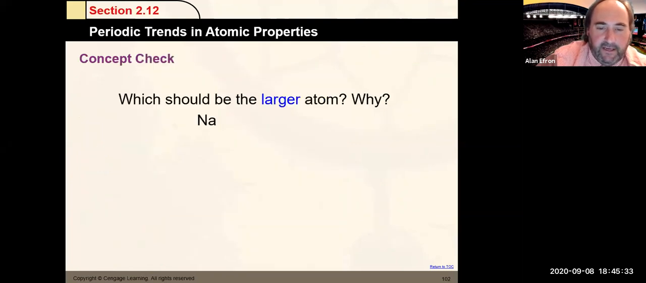So let's see then. So the atom that should be larger is here going to be, and again, if we look at the periodic table, sodium's to the left, chlorine's to the right, and they are both in the same period. So we should know that sodium, further to the left, would be larger. So our sodium here should be our larger atom.